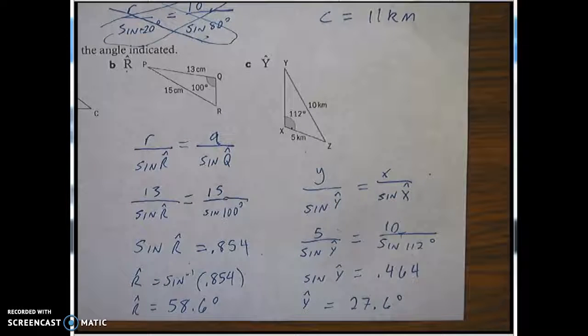So that's the sine rule, and it's pretty simple. Just set up the proportion. The math is easy. The hardest part is setting up the proportion.